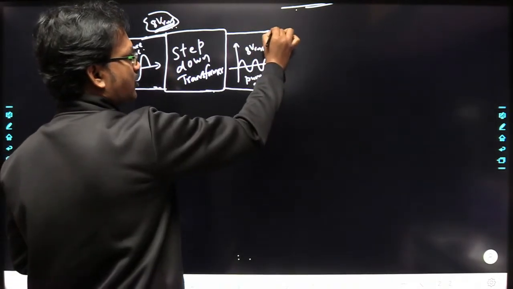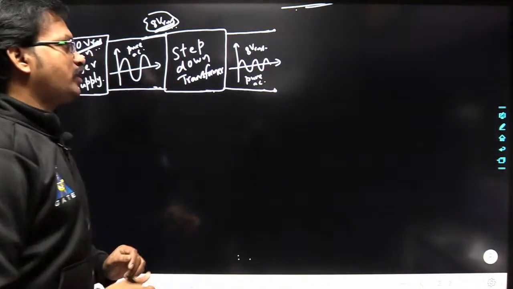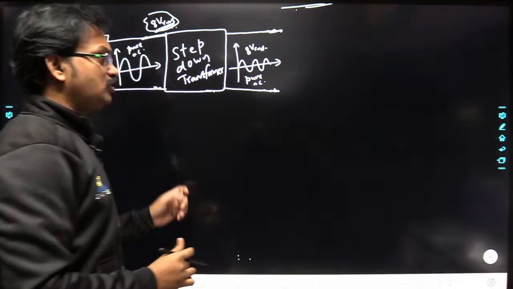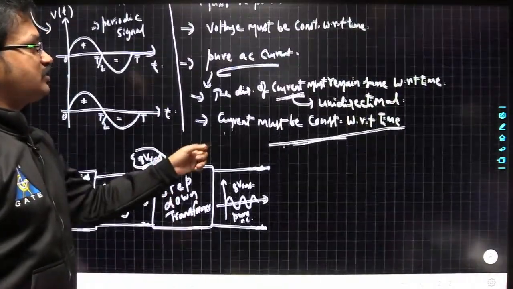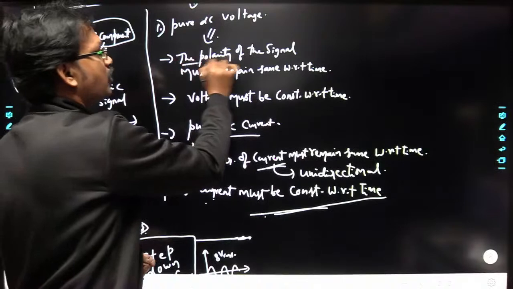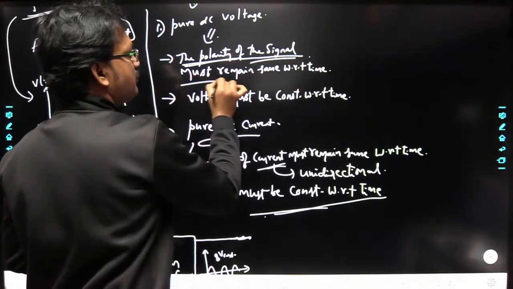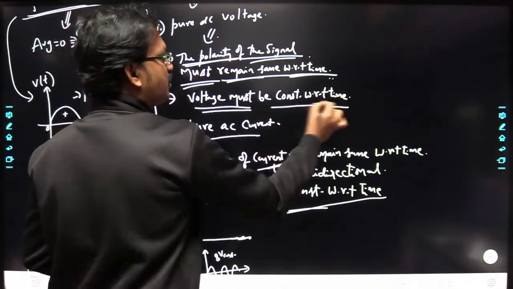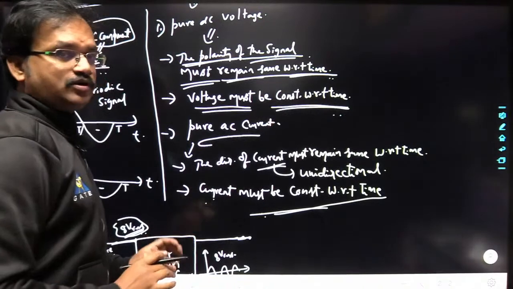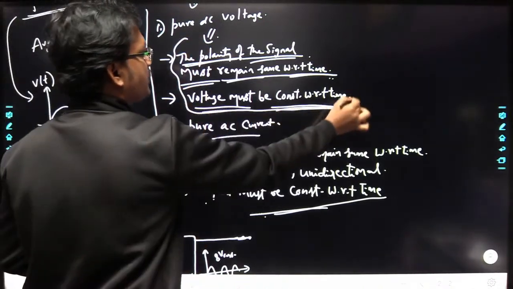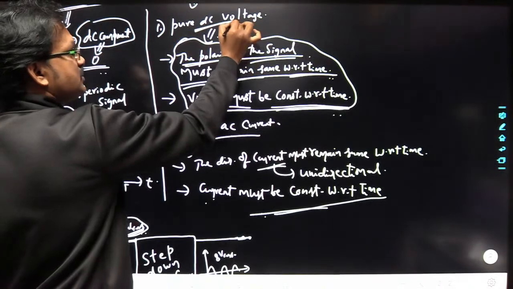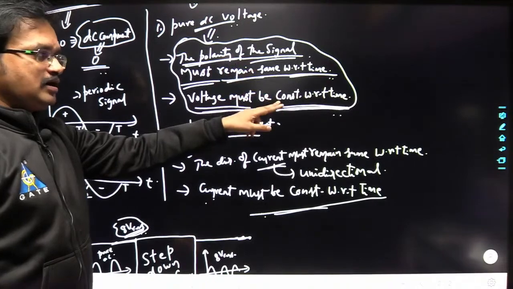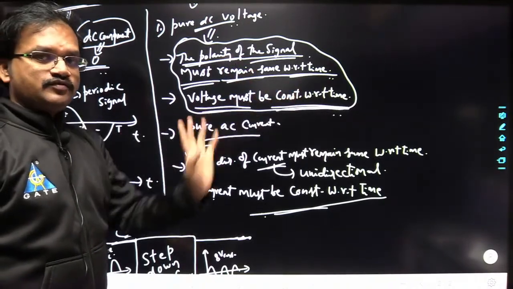Now what I am going to do is give this input to a rectifier. See, the property of a DC signal is what? The polarity of the signal must remain the same with respect to time, and the signal must be constant with respect to time. For a pure DC signal, it has to satisfy these two properties.